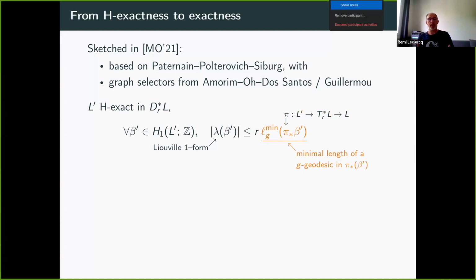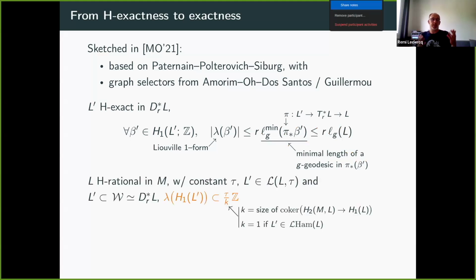And what's going to be the bound? It's the size of the neighborhood times this quantity, which is the minimal length of a geodesic in the class pi star of beta prime for some metric g, which is fixed beforehand, right? And this is awesome because you are in H1 of L, so it doesn't depend on L prime anymore. So it's super easy to just bound that independently of L prime. And then what you get is that for any beta prime in H1 of L prime, lambda of beta prime, the image of H1 of L prime by lambda, is smaller than R times some constant, which does not depend on L prime.